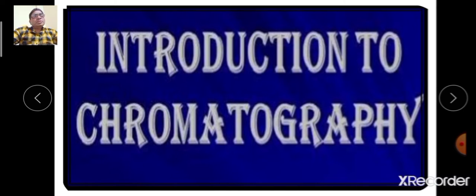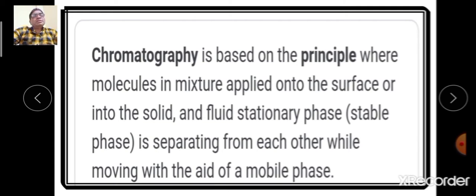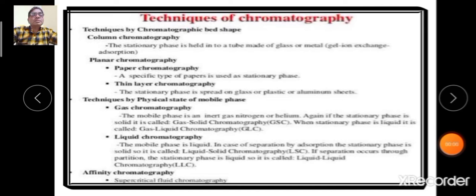Now, the topic includes the introduction part and classification. Now, in the introduction, every chromatographic method consists of two phases. One phase is the stationary phase, which is generally a solid or liquid, and another phase is called the mobile phase, which is generally a liquid or gas phase.